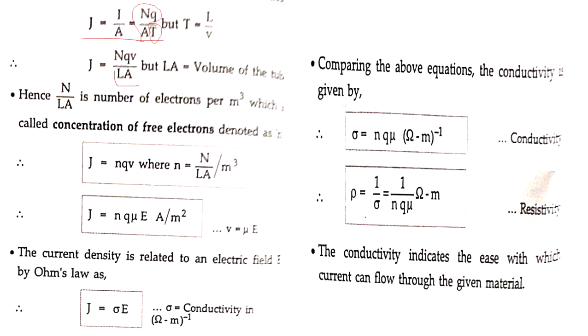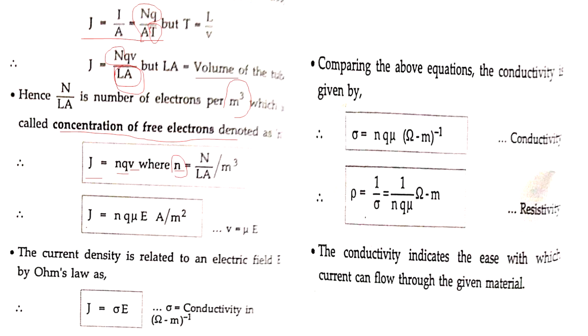But here in the denominator, L into A, the length into area, is equal to volume, we know that. So if we take N divided by LA alone, it is equal to the number of electrons per meter cube. Meter cube represents per volume. So that is called the concentration of free electrons. So J is equal to n Q v, where n is N by LA, the concentration of charge carriers.